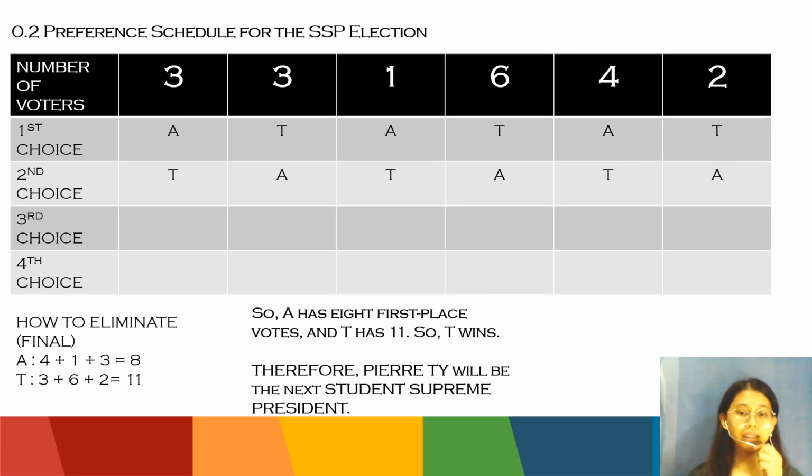After that, same process na naman, change the first row and list all the candidates, then determine how many votes they have. So since kadalawa na lang yung candidate na naiwan po natin dito, ito na po yung final step. So T has 11 votes and A has 8 votes. So T wins because he is greater than the 8.